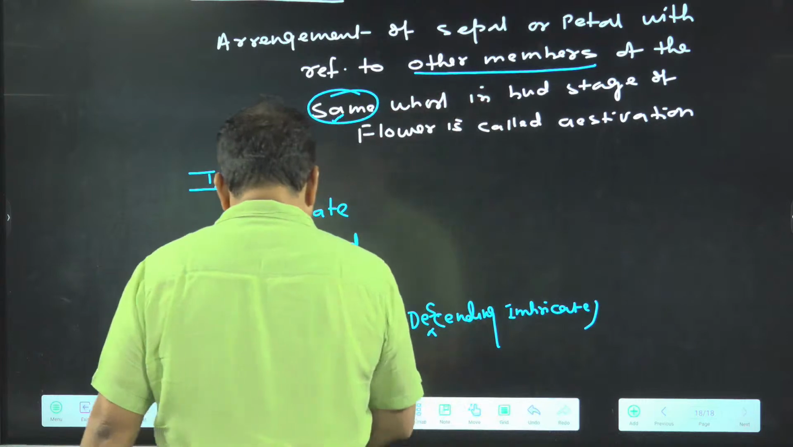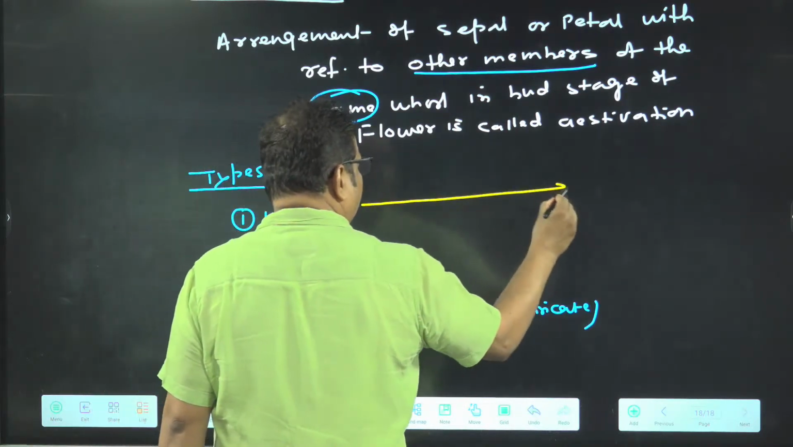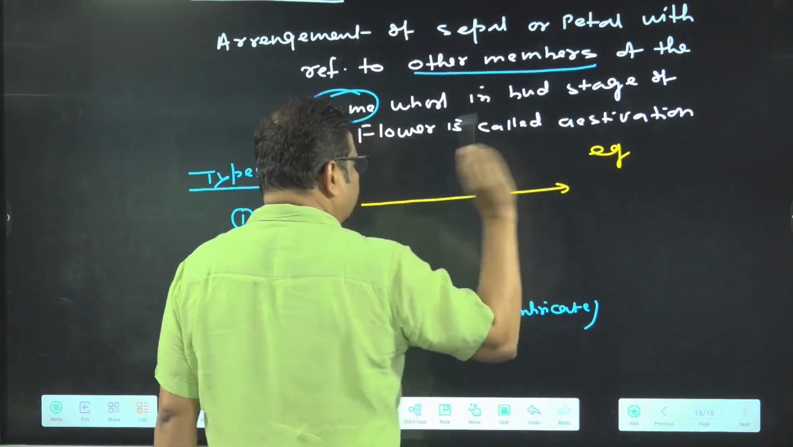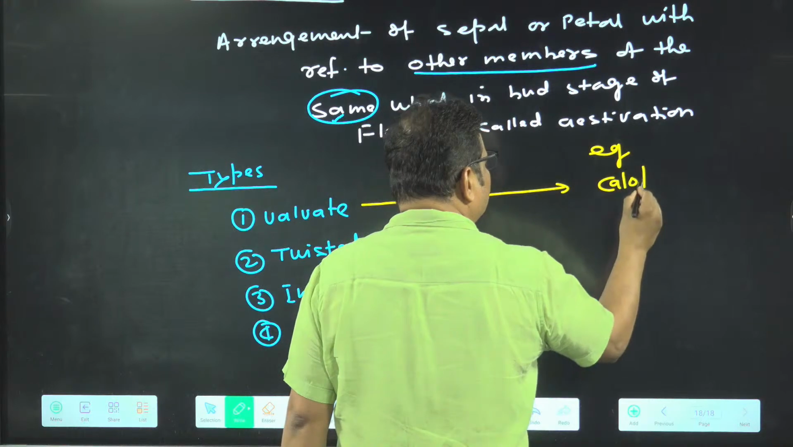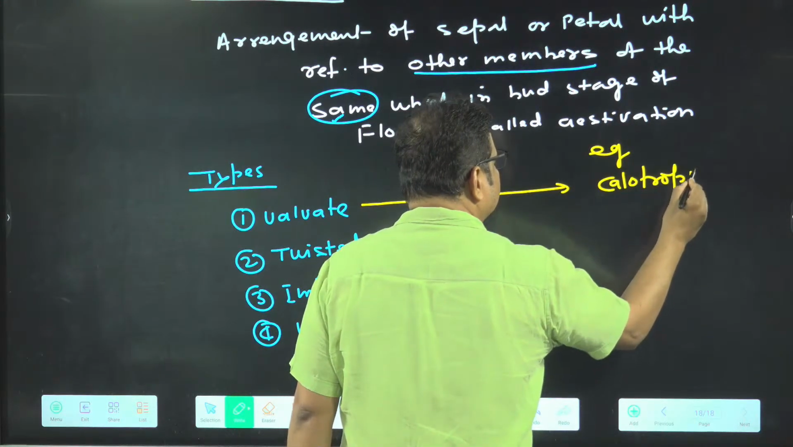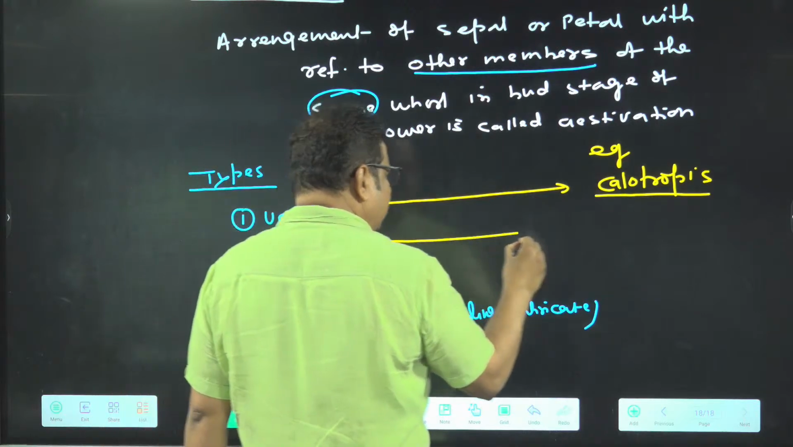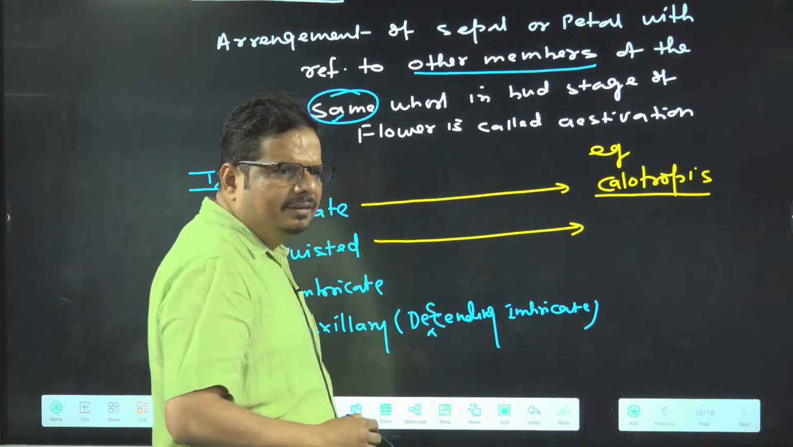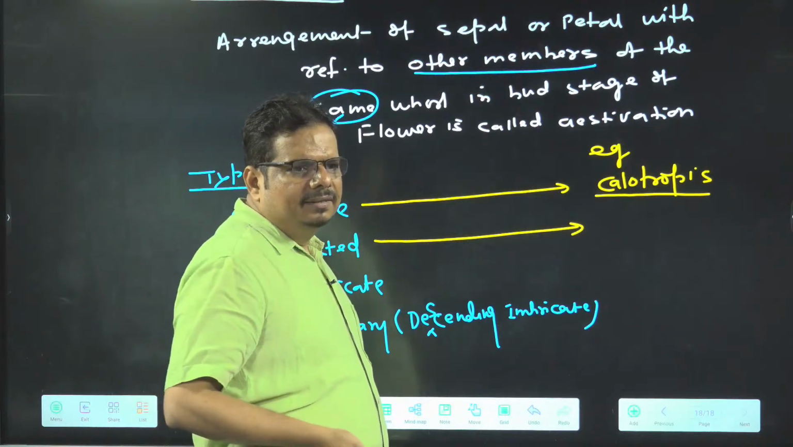Now I am telling about valvate. First example, don't take the help of NCERT. Try to check your memory. What is given in NCERT? Calotropis is given in the case of which one? Valvate. In twisted, what is given in NCERT? Without looking at NCERT, try to recall.